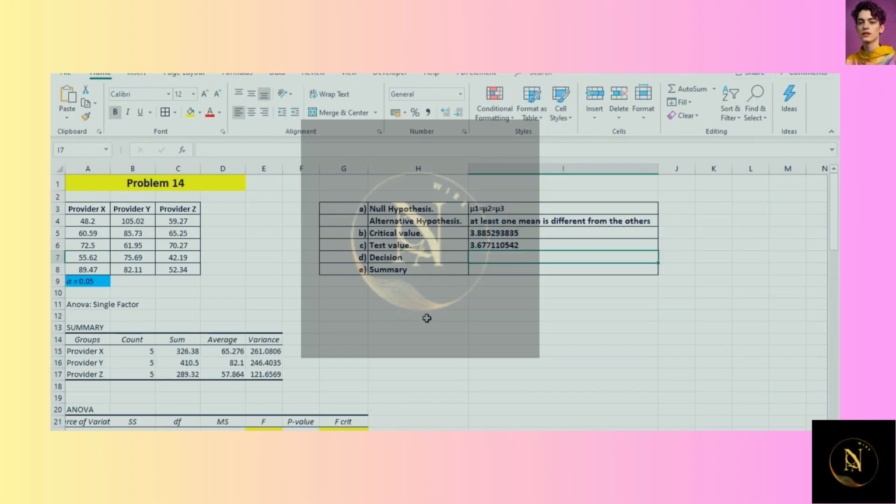Now, to make the decision as to whether or not to reject the null hypothesis, we need to compare these two values of F. And since the test value, which is the calculated value of F, is smaller than the critical value, then it is not within the critical region, and the decision is to fail to reject the null hypothesis.